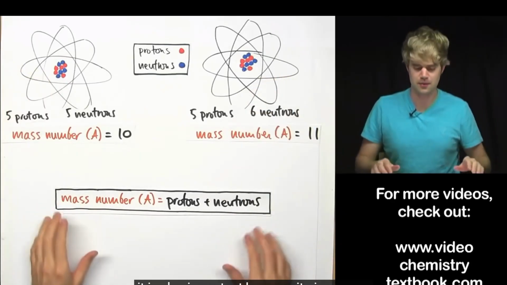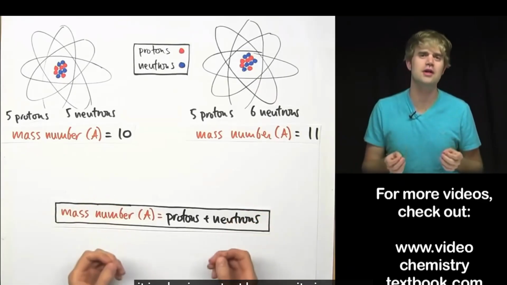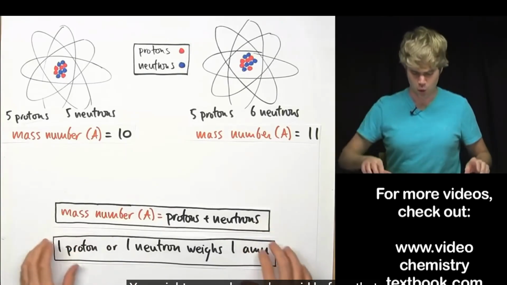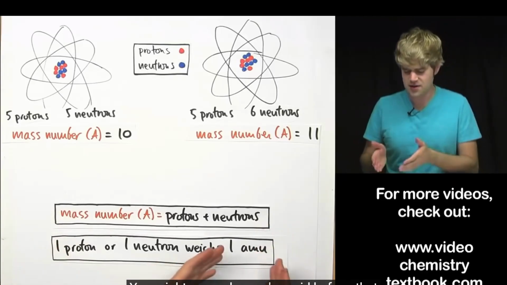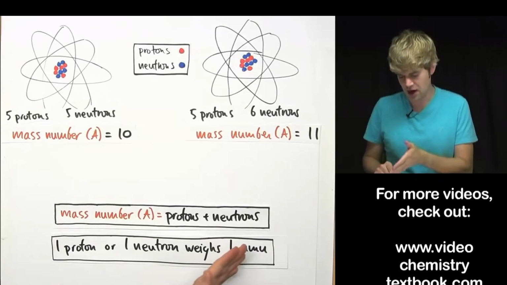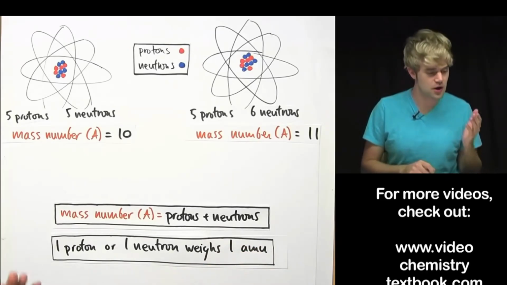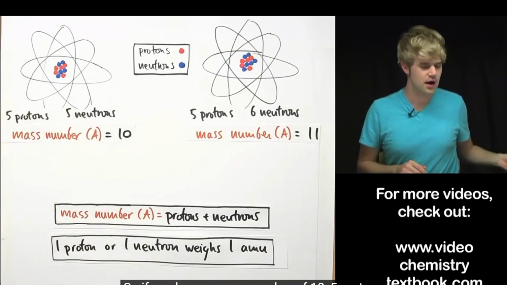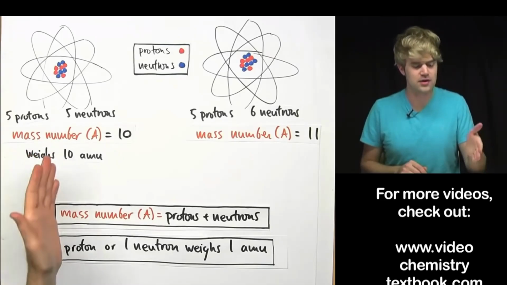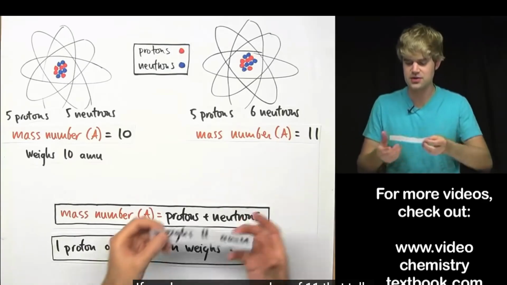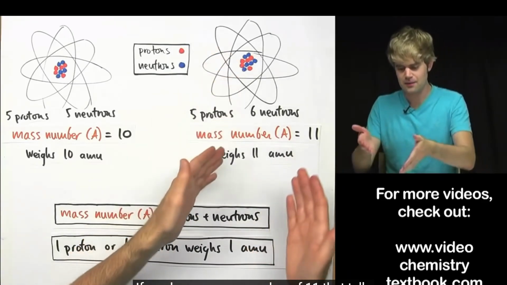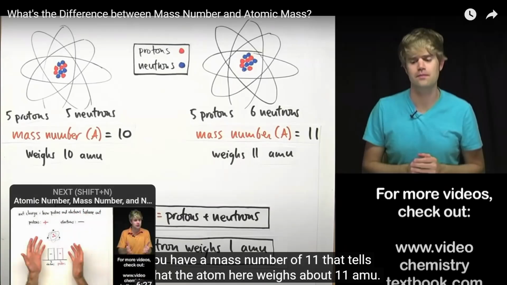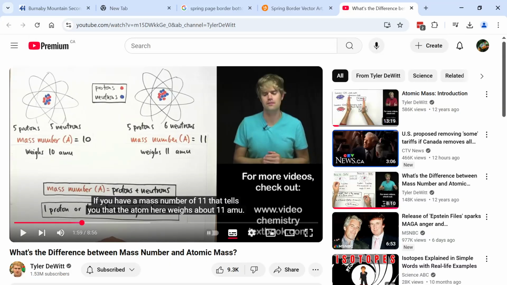But it's also important because it gives us an idea of how much the atom weighs. You might remember, we've said before, that 1 proton or 1 neutron weighs about 1 AMU, 1 atomic mass unit. So, if you have a mass number of 10, 5 protons and 5 neutrons, your atom is going to weigh about 10 AMU. If you have a mass number of 11, that tells you that the atom here weighs about 11 AMU. And we're going to pause there for a moment, make sure that we've filled in everything, and I'm going to ask you a couple of questions.